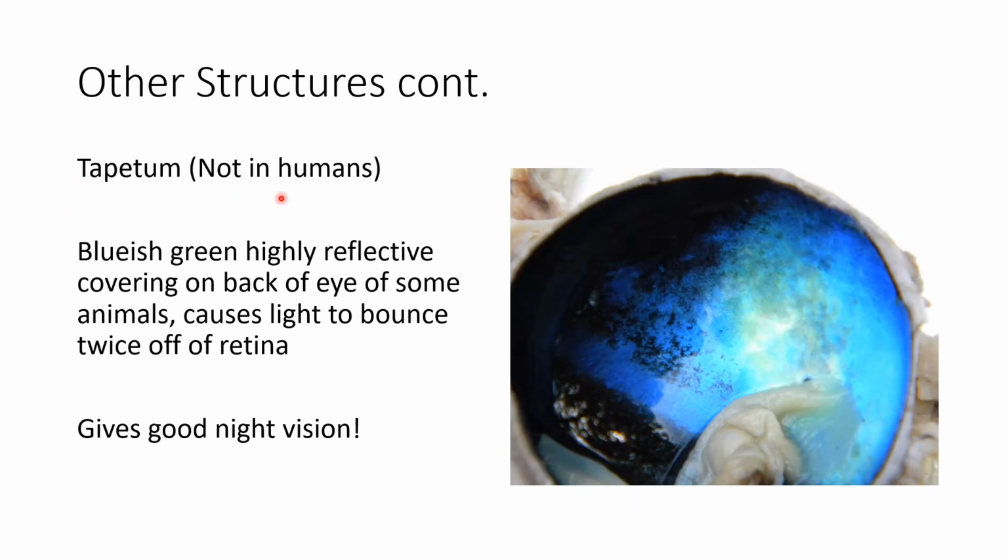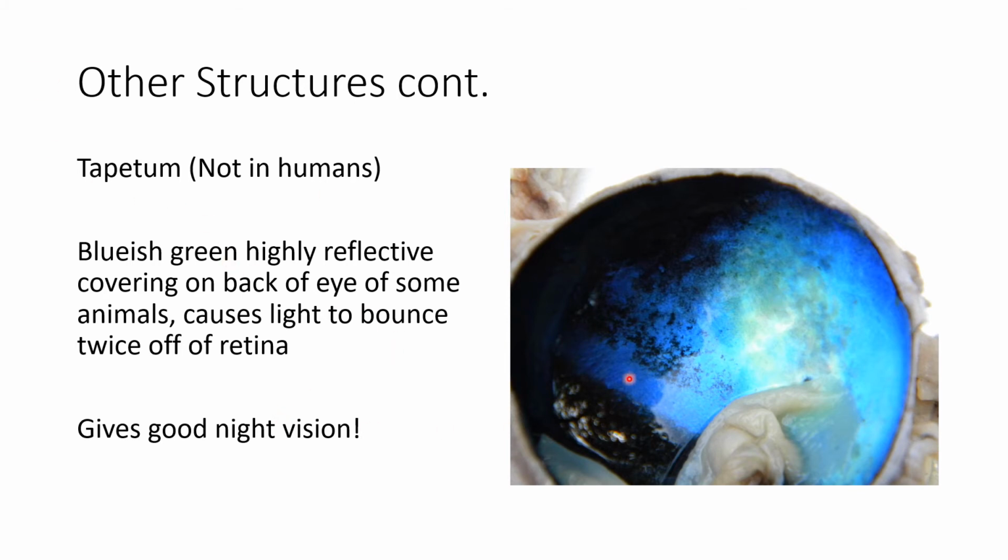So this structure called a tapetum is not found in humans. This is more found in animal eyes, but we have to talk about it because it's really cool. So it's this shiny layer. Here's some retina that's peeled away from the back of the eye. And then behind the retina in some animals is this shiny layer of iridescent tissue called the tapetum.